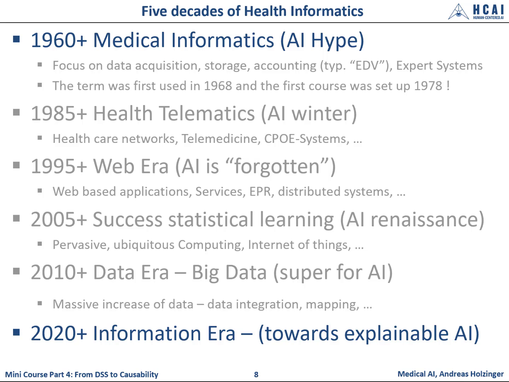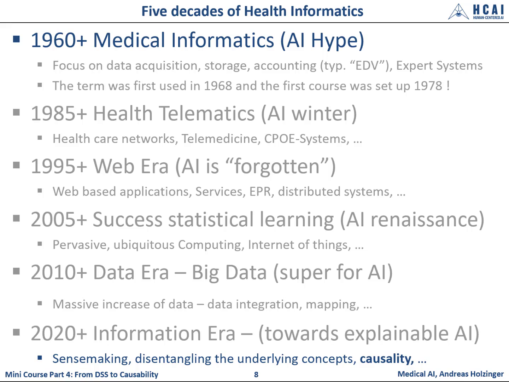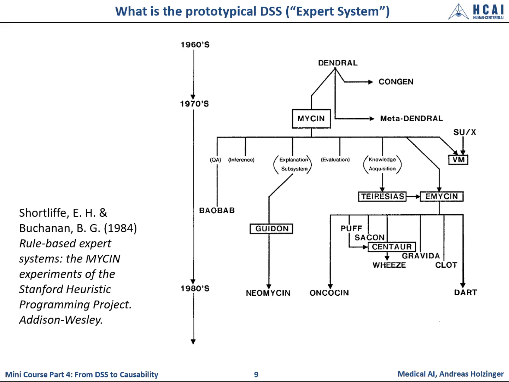And now we are in kind of an explainable AI era where the goal is to make sense out of the data, to disentangle the underlying concepts toward causality and causability, which we learn in this part, in this lecture of our mini course. Okay, so what is the prototypical expert system or decision support system?